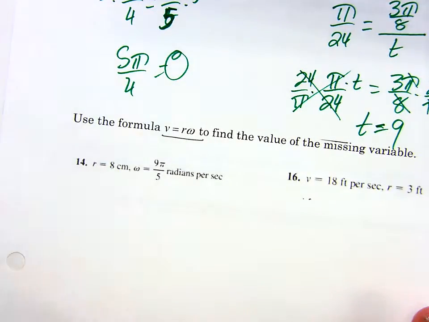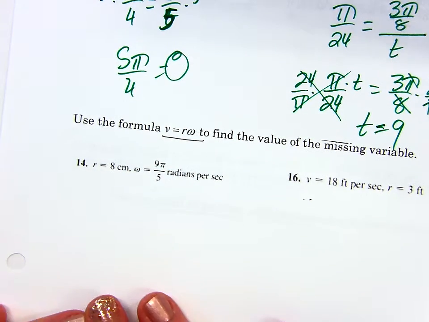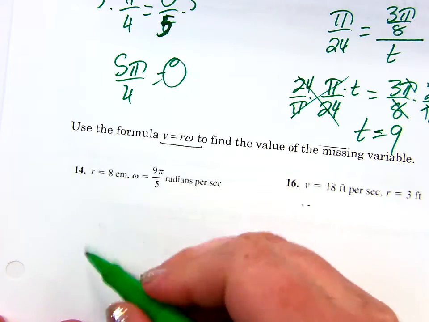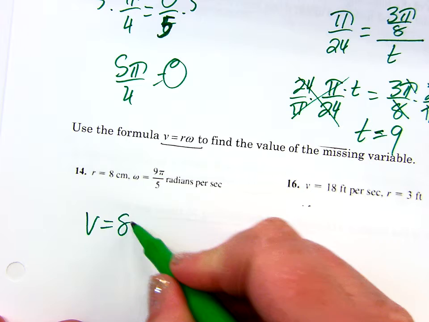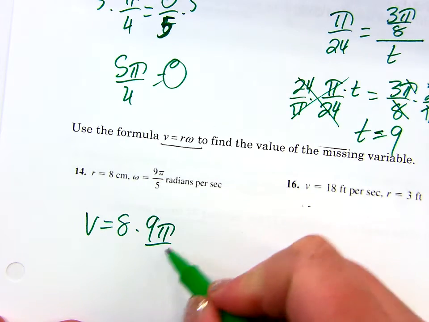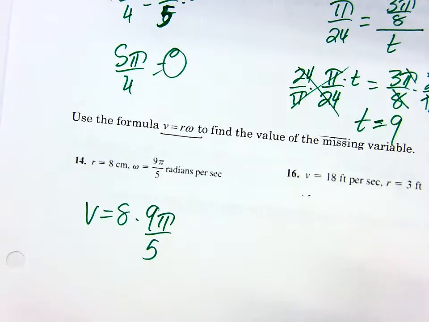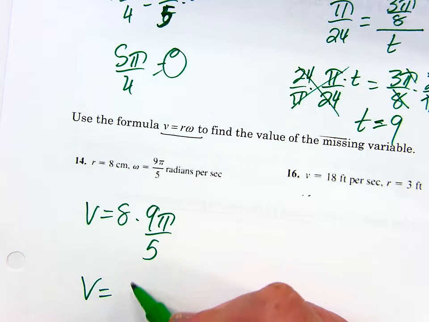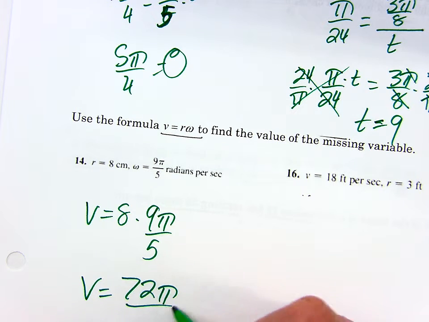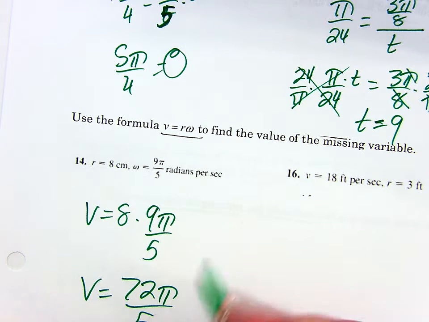Okay. So 14, they want us to use V equals R omega to find the missing variable. So let's see. I don't know what V is. R is 8. Omega is 9 pi over 5. Well, I'm just going to multiply, right? That's it. And what are my units here? I'm in velocity, so centimeters per second.